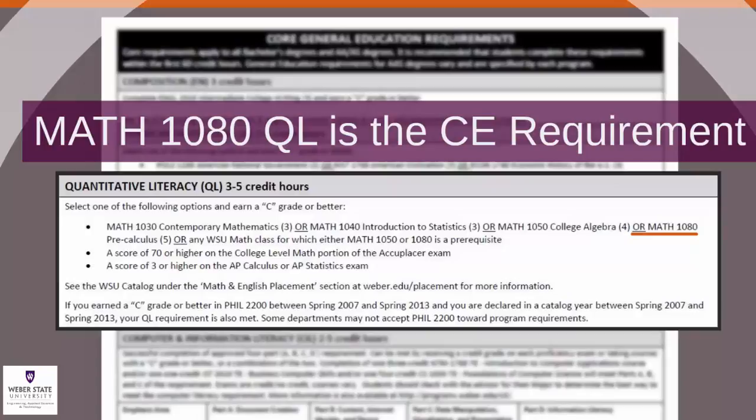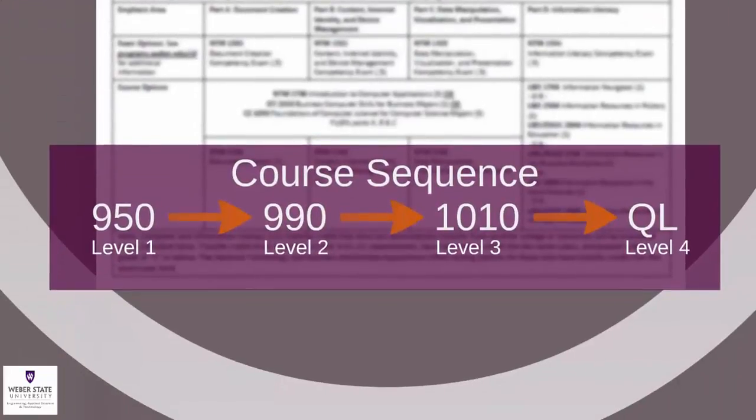As with English, you may need to take prerequisite courses before taking Math 1080, depending on where you were placed in the Math Mastery Exam or ACT in the past 2 years. The computer engineering math sequence is Math 950, Math 990, Math 1010, Math 1080.